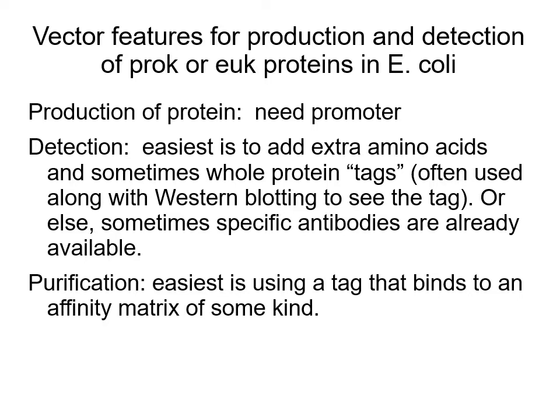So a tag is extra amino acids or extra almost whole protein things that are appended to your protein to make fusion proteins where the antibodies are available for the tag. So you can detect your protein by adding a few amino acids of a tag to your protein and use the antibodies that are specific for that particular tag. Similarly, if you want to purify the protein, you can do that, but it's a lot easier to fuse it to a tag that binds to an affinity matrix of some kind. And we'll see an example of that in a second.